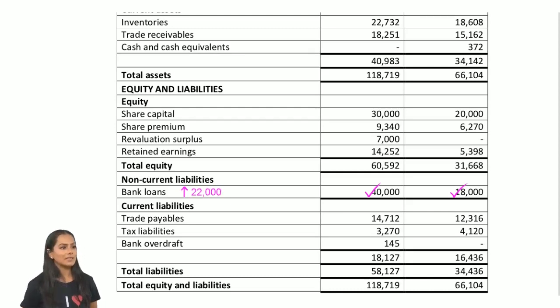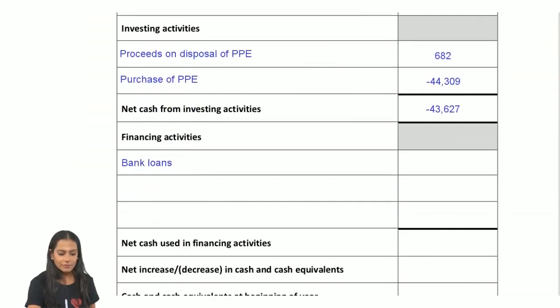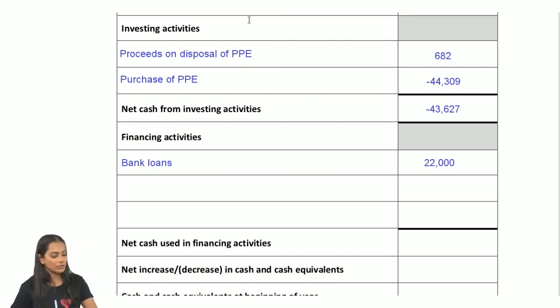Why would your liability go up? The only reason why your liability would go up is if you borrowed more money. And if you borrow more money, that's going to be treated as a cash inflow. So on the statement of cash flow, I have a bank loan of a positive 22,000. That is money coming in towards us.